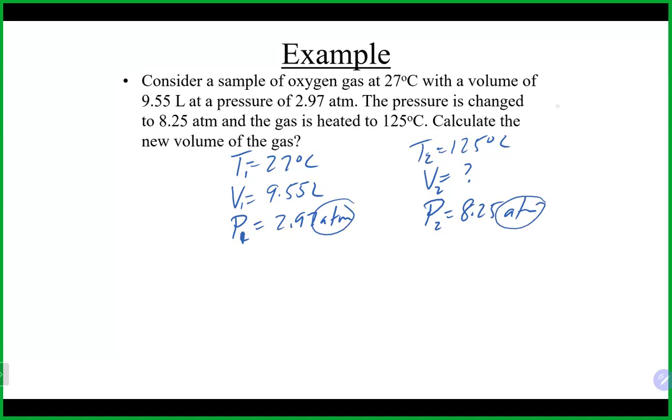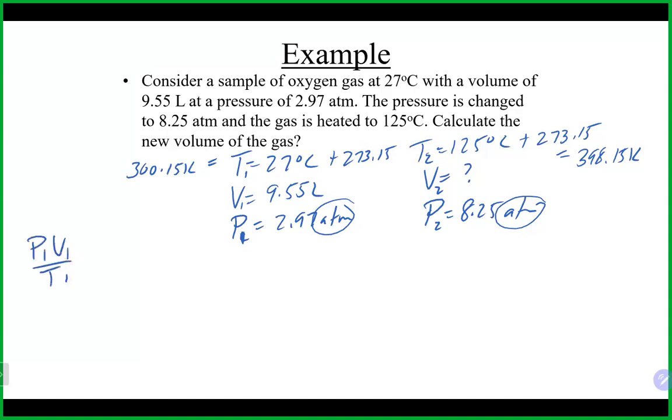Our temperature, like normal here, we do need to convert, so we'll add 273.15, and that's going to get us 398.15. And we'll also do that over here for our first temperature, and that will give us 300.15.